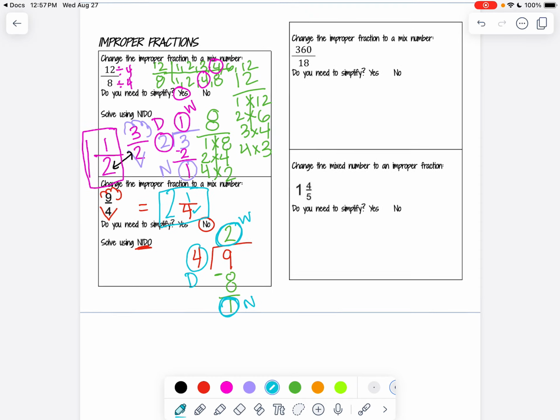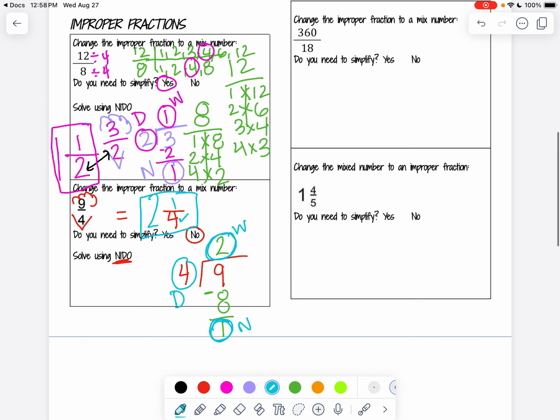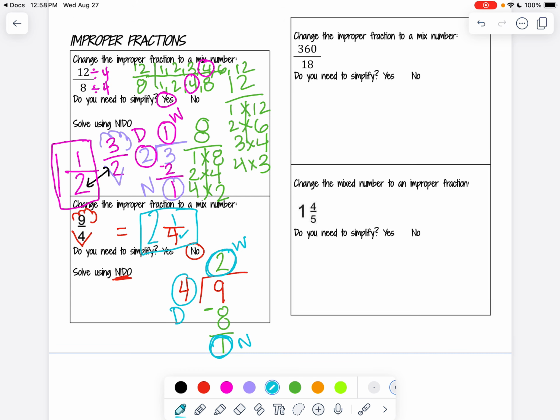What I would like for you to do is go ahead and solve the next 2 questions on your own. When you're done, please bring this paper to your teacher to check. If you have any questions, please let us know.